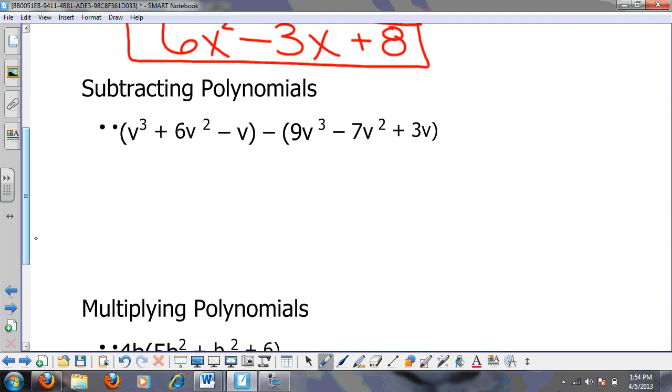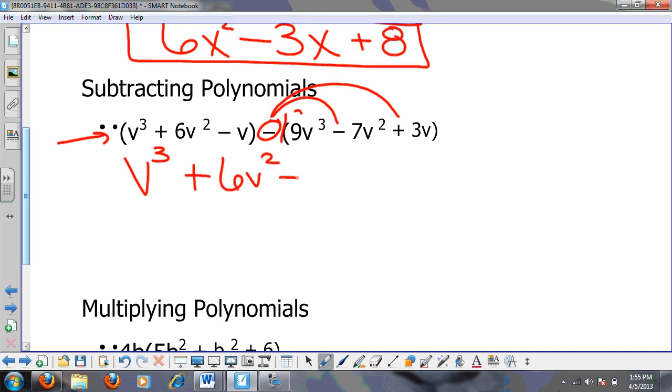Subtracting polynomials. Same thing. Line them up. You can keep it horizontal like this. One thing to remember is this is almost like this is negative 1, because it's going to affect everything inside. I'm going to set it up vertically. b cubed plus 6b squared minus b, minus 9b cubed minus 7b squared plus 3b.